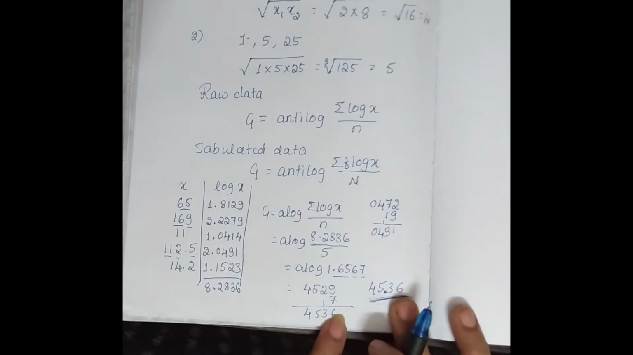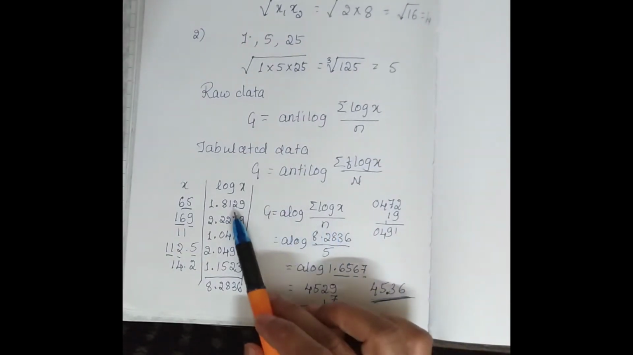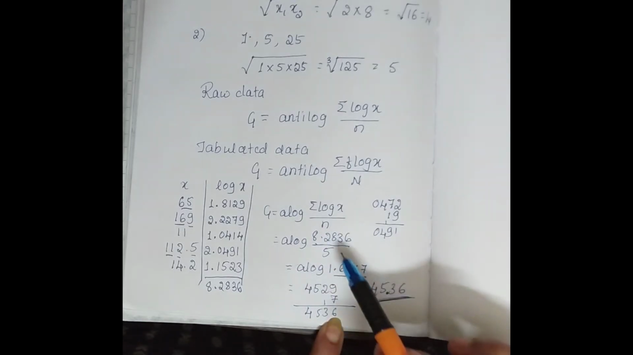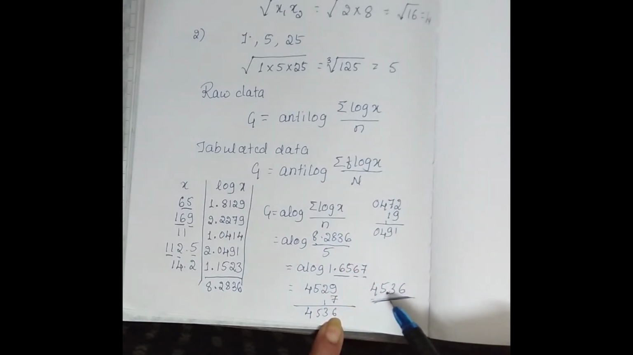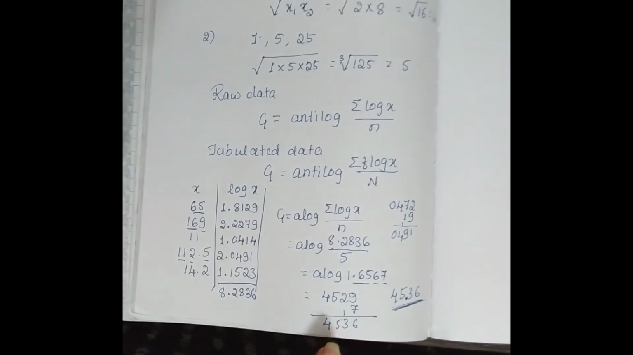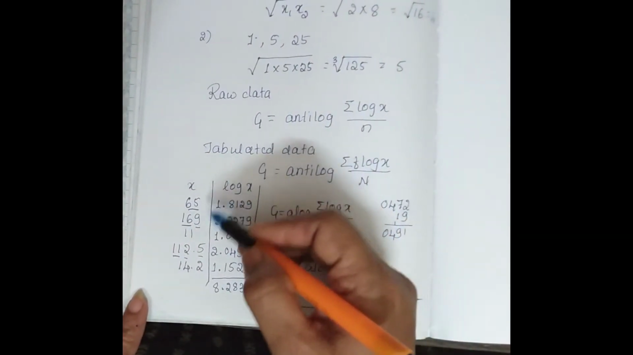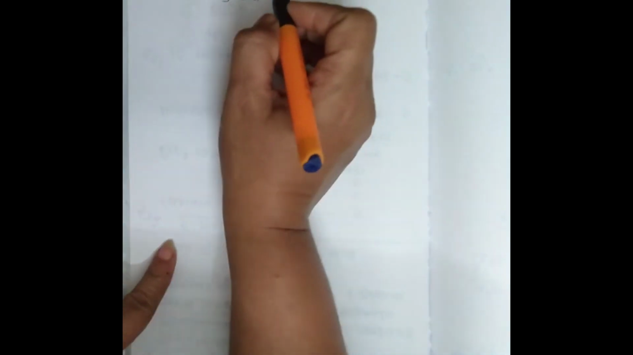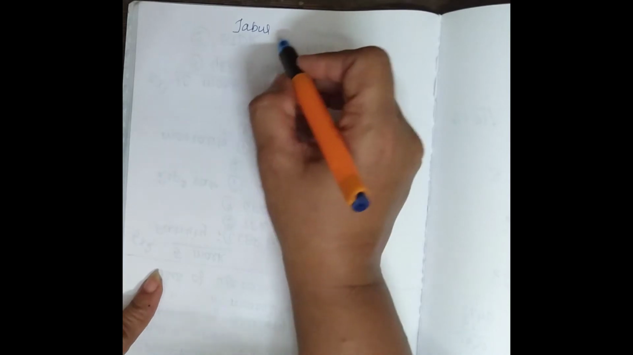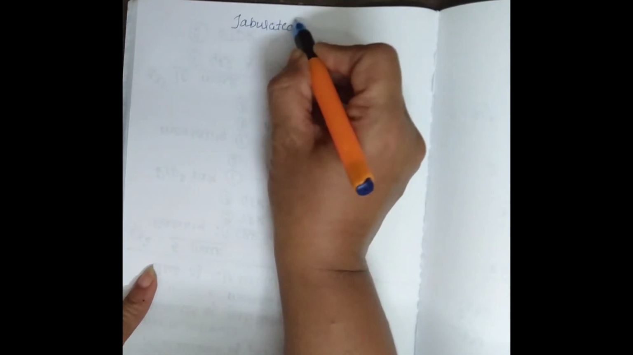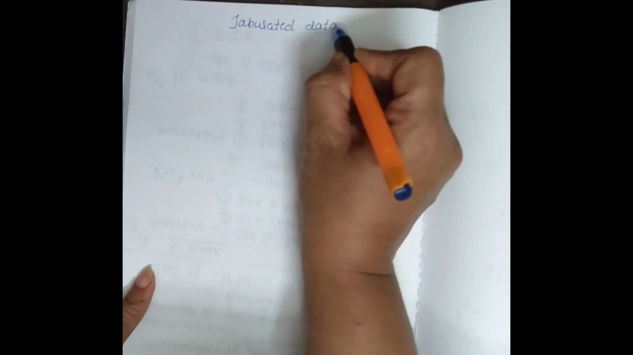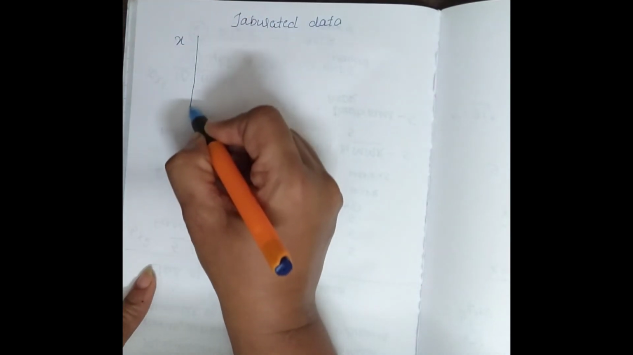This is the answer, 45.36. You took the logarithms, substituted the value, and calculated 45.36. Okay, this one is raw data. Then we will take tabulated data. Tabulated data means they are giving x and f.